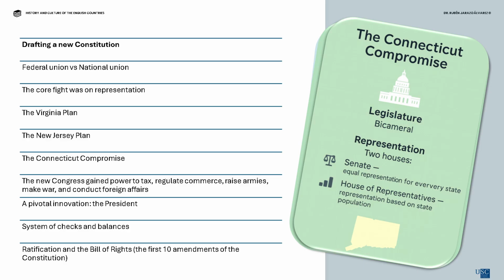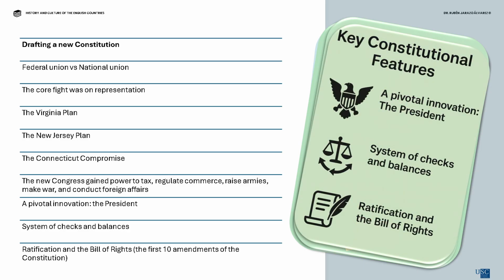The new Congress gained power to tax, regulate commerce, raise armies, make war, and conduct foreign affairs. Residual powers remained with the states to regulate daily life. A pivotal innovation was the president, a separate executive, complementing a national judiciary and legislature in a system of separated powers and checks and balances.